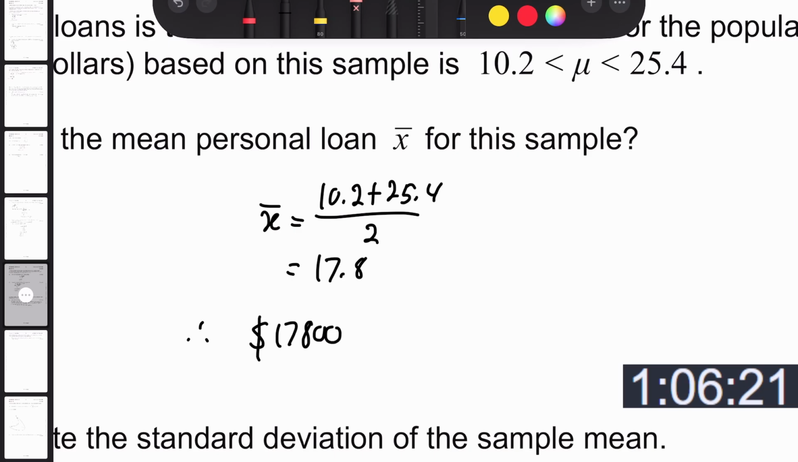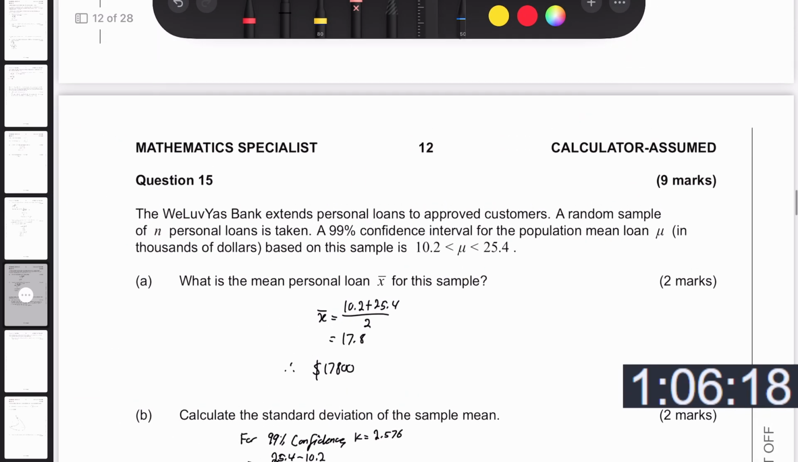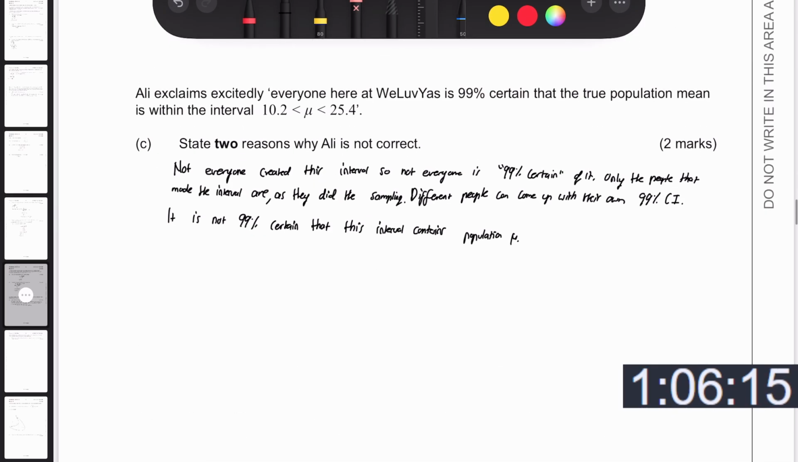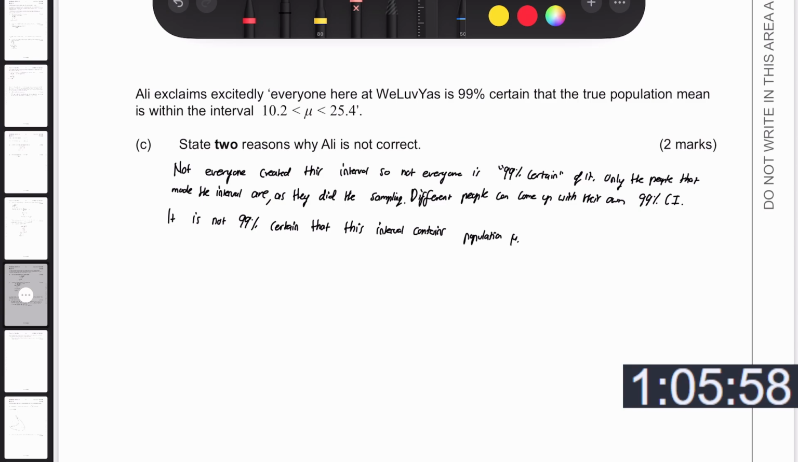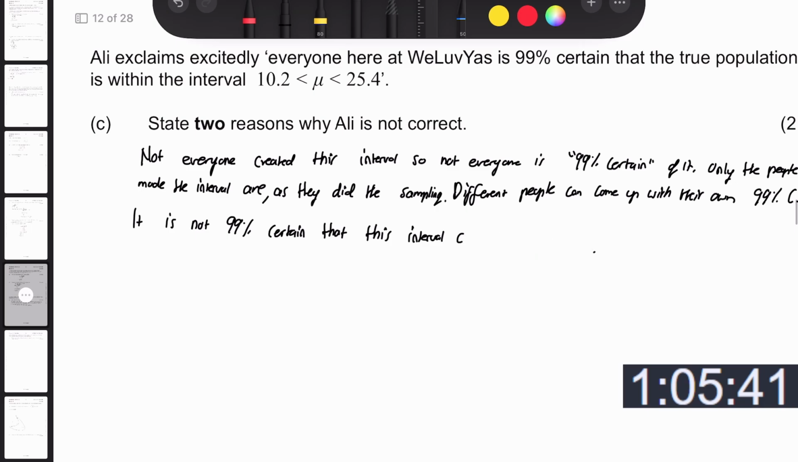Add the units there. It isn't. Did I say it's not 99% confidence? Is that right? No, I think that bit is fine.